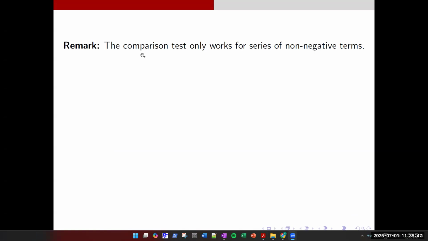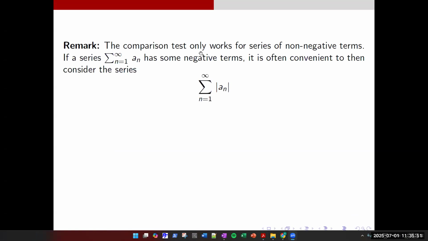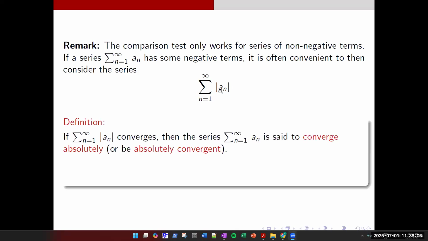Okay, so what I said was the comparison test only works with series of non-negative terms. And we saw if a series has some negative terms, it's often convenient to then consider this new series where I add together the absolute value of those terms. Now, as I wrote down before, if this new series converges, then the original series is said to converge absolutely or be absolutely convergent.